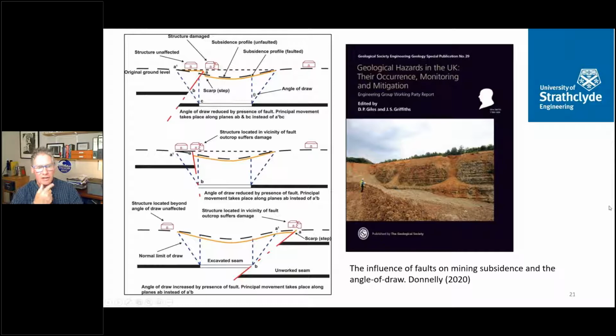Great. So another consideration is sometimes the effect that mining can have on existing faults, both normal and reverse faulting. I would direct you to this publication from the Geological Society, number 29, which has a number of very good papers looking at some of the geological hazards associated with mining there.